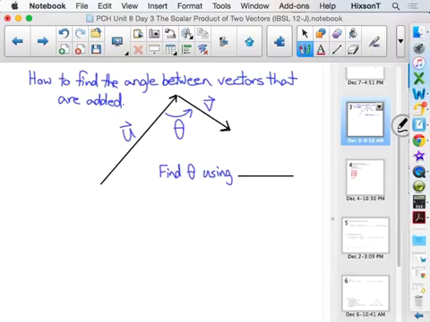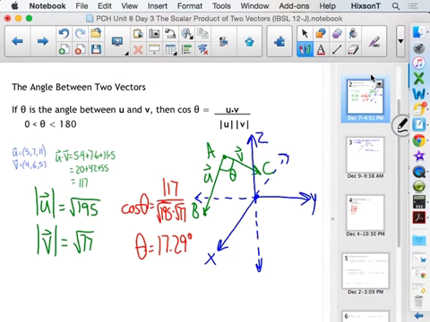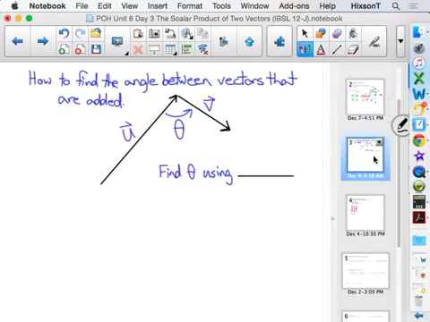Find theta using... think about it. If we wanted the angle between vectors, it had to look like this, right? So, what's the only problem with this picture? There's no numbers. You don't have the points. Okay, well we could look at this point here. We don't need to know what point exactly that is.